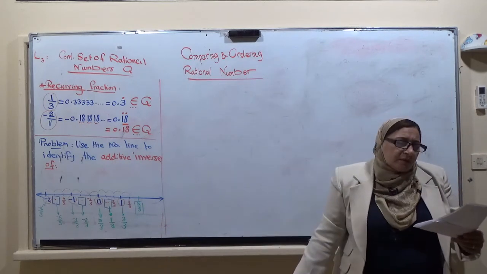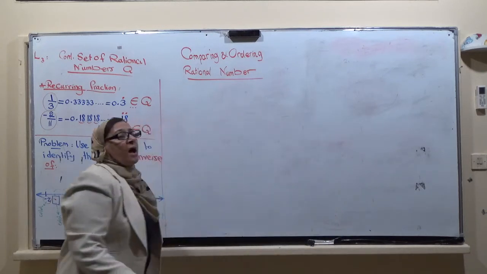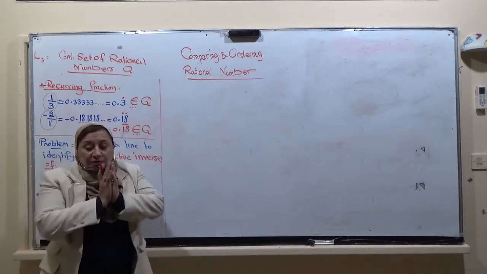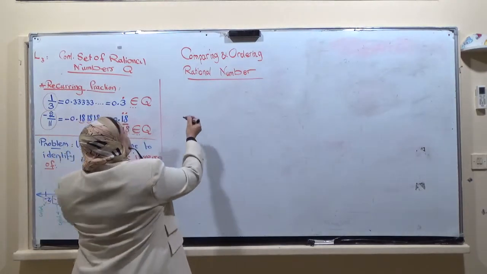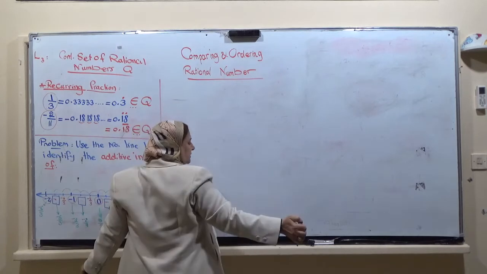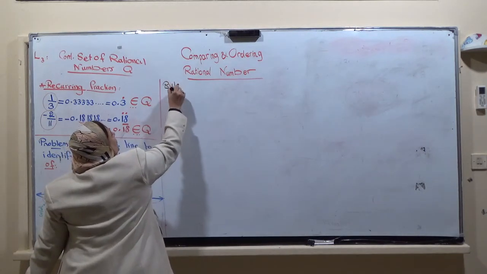Comparing and ordering rational numbers. Listen to me. I have an important rule. What is the rule? The rule is, if you draw a straight line like this, this is an important rule.